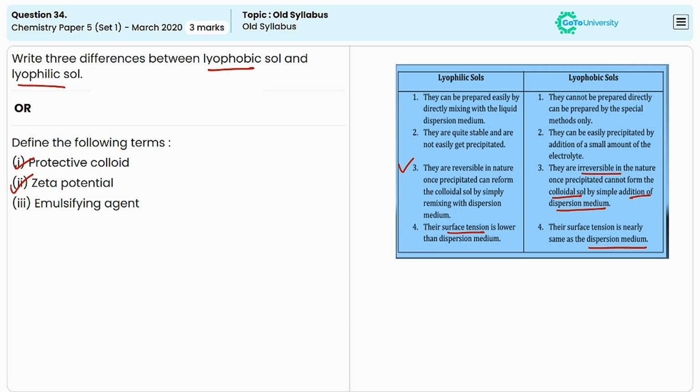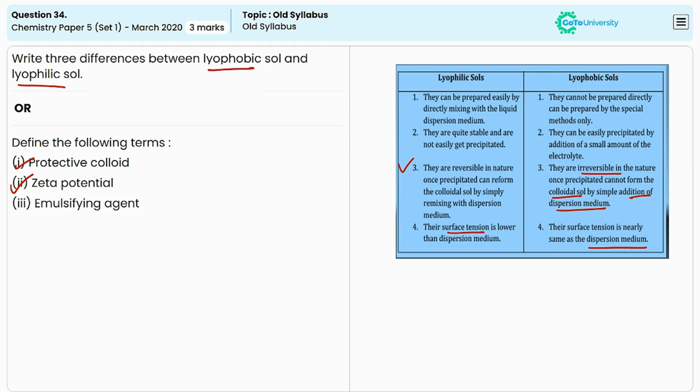The second term is given as zeta potential. This is a measure of electric potential at the surface of a colloidal particle in a liquid. It indicates the degree of electrostatic repulsion or attraction between the particles. A high zeta potential typically means strong repulsion between the particles, which helps to stabilize the colloidal dispersion and prevent aggregation. Conversely, a low zeta potential can lead to aggregation and instability.